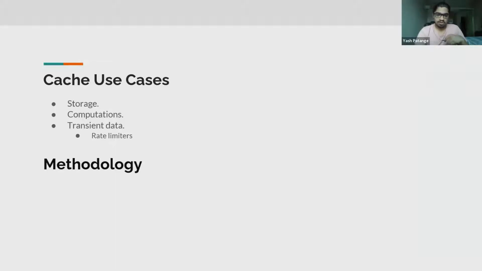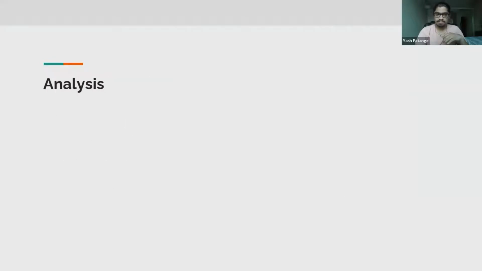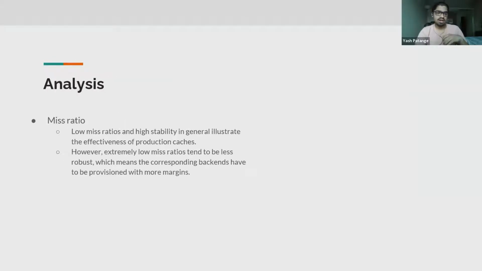So let's talk about how these authors generated all the logs. They used one week's worth of unsampled logs from Memcache clusters. They did not sample any logs, as they thought that sampling might create a bias in the further analysis. The logs contain 700 billion requests from 306 instances of 153 Memcache clusters, and they focused on the 54 largest caches. So yeah, let's get into the analysis.